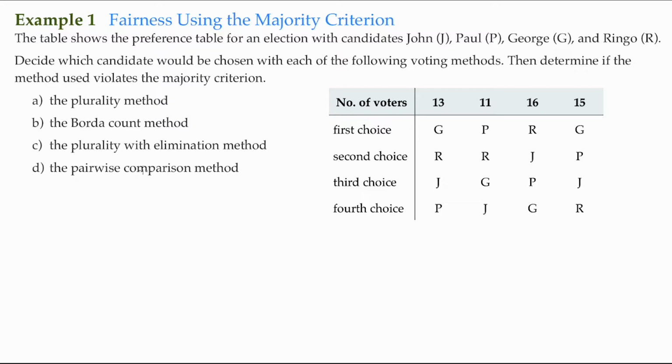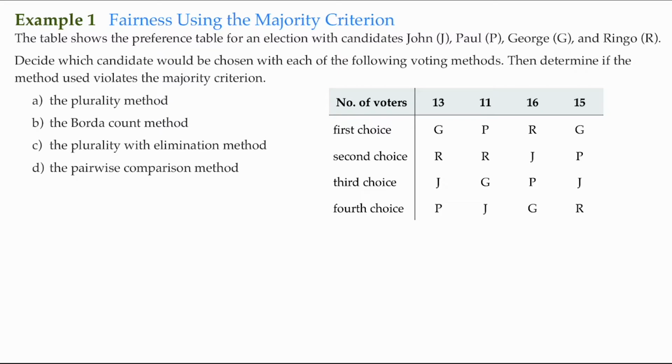If you recall from the previous section, we were introduced to the majority criterion, which states that if a candidate is preferred by a majority of first choice votes, and of course a majority is more than 50% of the votes, then that candidate should win.